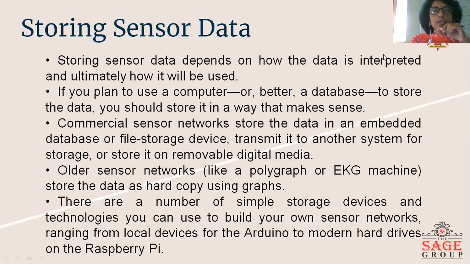Commercial sensor networks store the data in an embedded database or file storage device, transmit it to another system for storage, or store it on removable digital media. Older sensor networks like polygraph or EKG machines store the data as hard copy using graphs. There are a number of simple storage devices and technologies you can use to build your own sensor networks, ranging from local devices for Arduino to modern hard devices on Raspberry Pi.